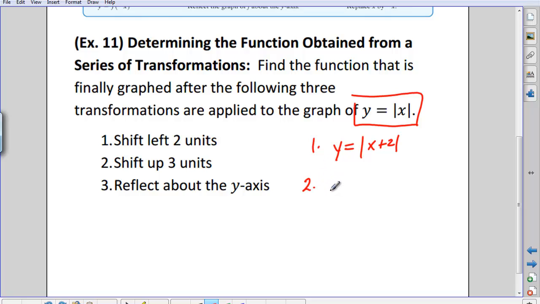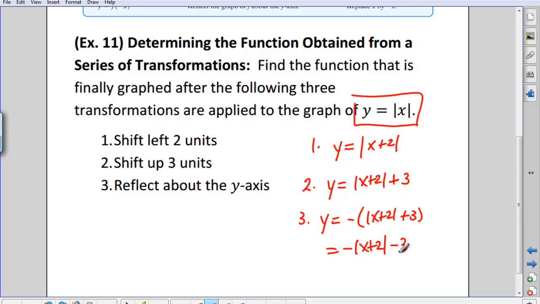The next step, we need to shift it up 3 units. So we're going to take that same thing we had. If I want to go up 3 units with it, I need to tag on a plus 3 to the end. And then if I want to reflect it about the y-axis, I need to make it the opposite of all that. Or I could say that's just like so. And that was actually a mistake. Let me back up. I did an x-axis reflection.